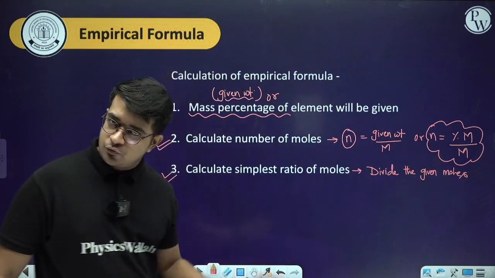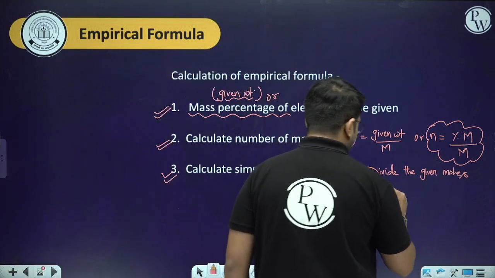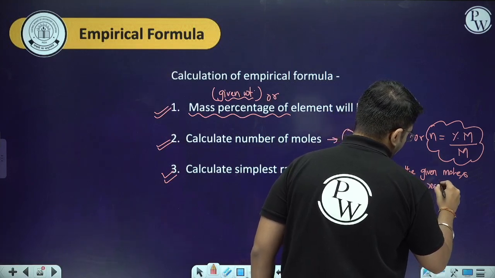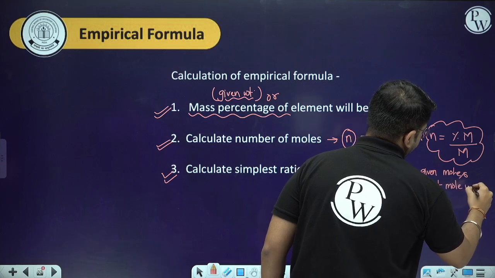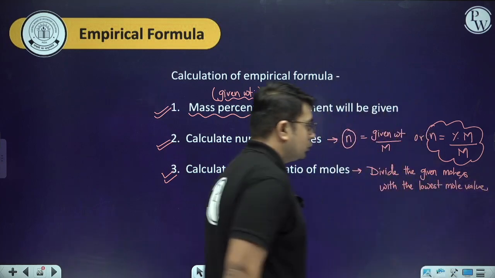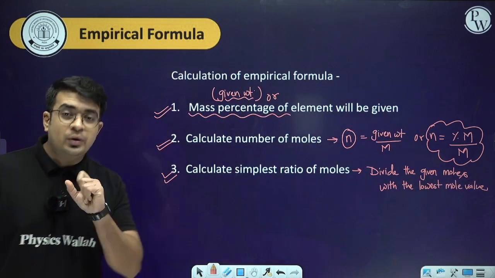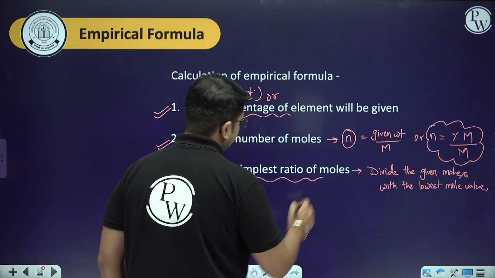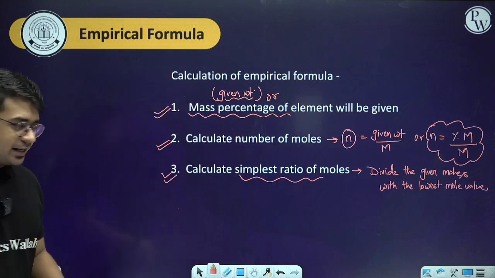Divide the given moles, whatever is given in the question, by the lowest mole value. Whatever you have calculated, you have to divide the entire part by the lowest value, and it will give you the simplest ratio. If the simplest ratio is fine, then there is no need.